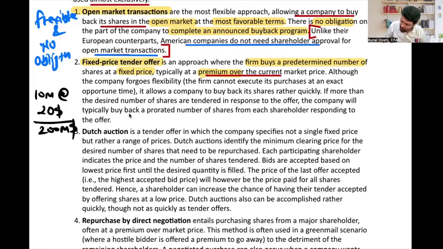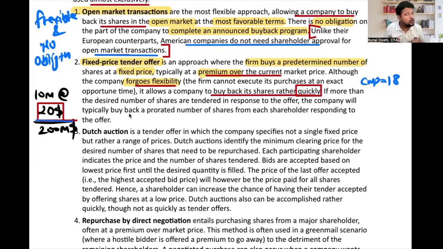Now, in this buyback, the number of shares and the price are fixed, and the price is at a premium to the market. So people are excited to offload the shares because the company is determined that it wants these shares. Let's say the actual market price is 18, but the company announces a buyback at 20. The share price starts jumping because people see this as an opportunity. So it's considered a very positive sign. Here, the company forgoes flexibility. It is giving up on flexibility. So what is the advantage? The advantage is that it allows the company to do it quickly because investors are very happy to execute it.